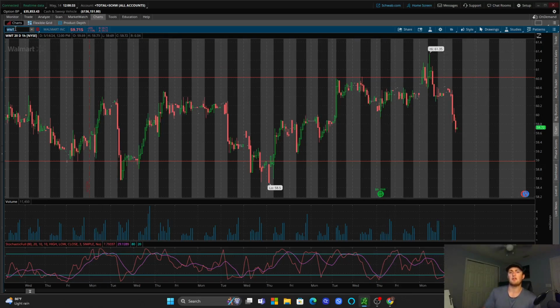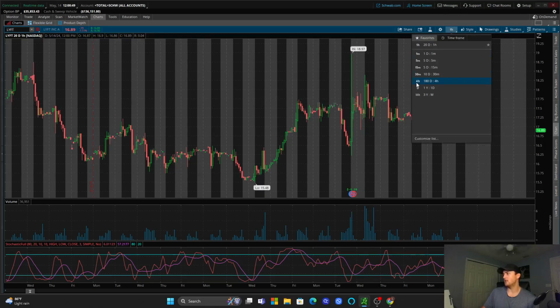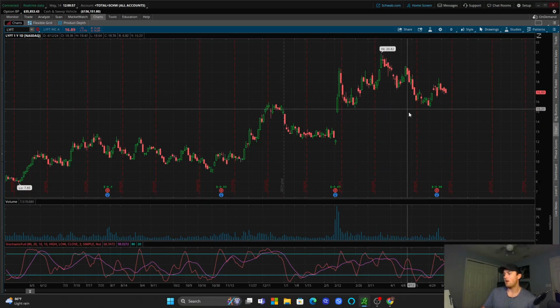So let me think of another volatile stock that trades pretty crazy. Let's look at Lyft. I think Lyft's pretty volatile. Lyft has some good swings up and down, but let's go to the year-to-date chart to really see. This is the chart you want to see because you have a lot of big moves up, big moves down. That way you can really identify where the momentum is for you.